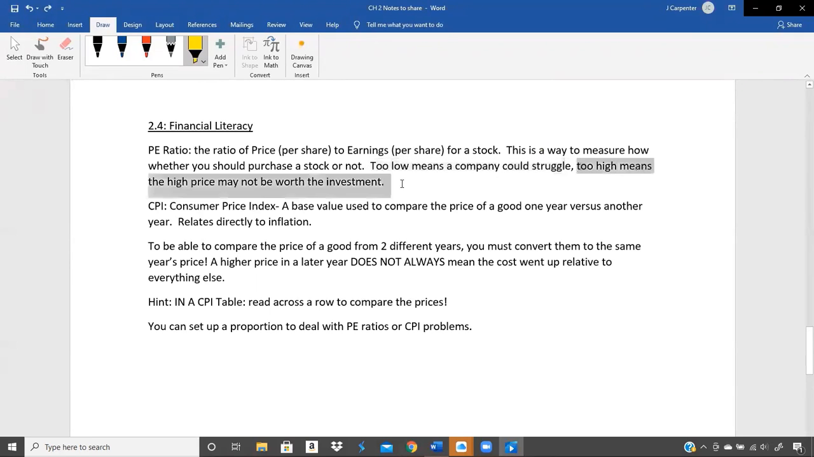But also, if it's too high, then the price may not be worth the investment. The price per share may just be past the point of being worth investing. Like I mentioned, Amazon's like $3,000 per share roughly. Now, does that mean that you're not going to make money on Amazon? Not necessarily, but it could be an influential factor that people go, well, Amazon's 3,000, Apple's 100. I'm going to buy my Apple for $100 because I've only got $200.